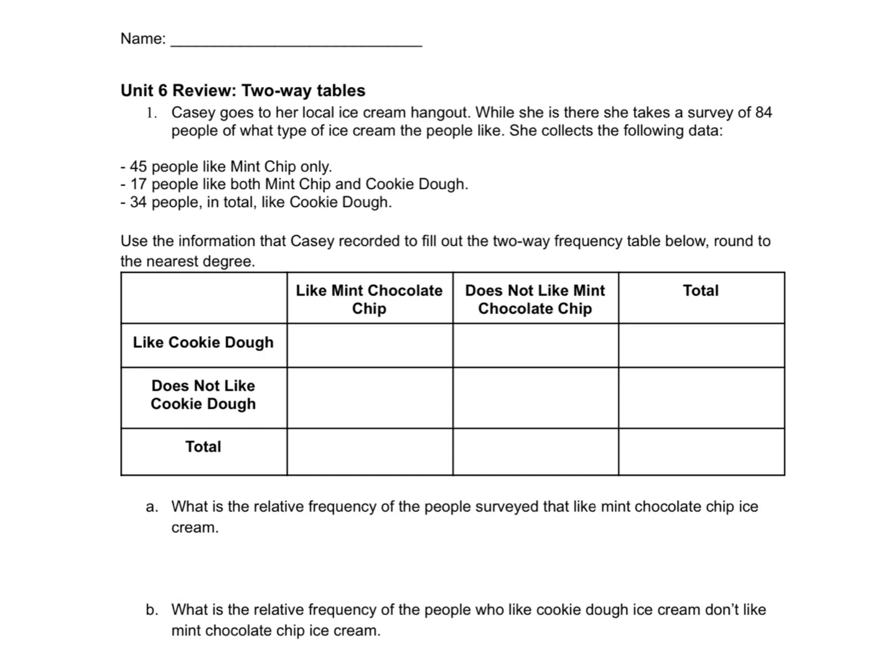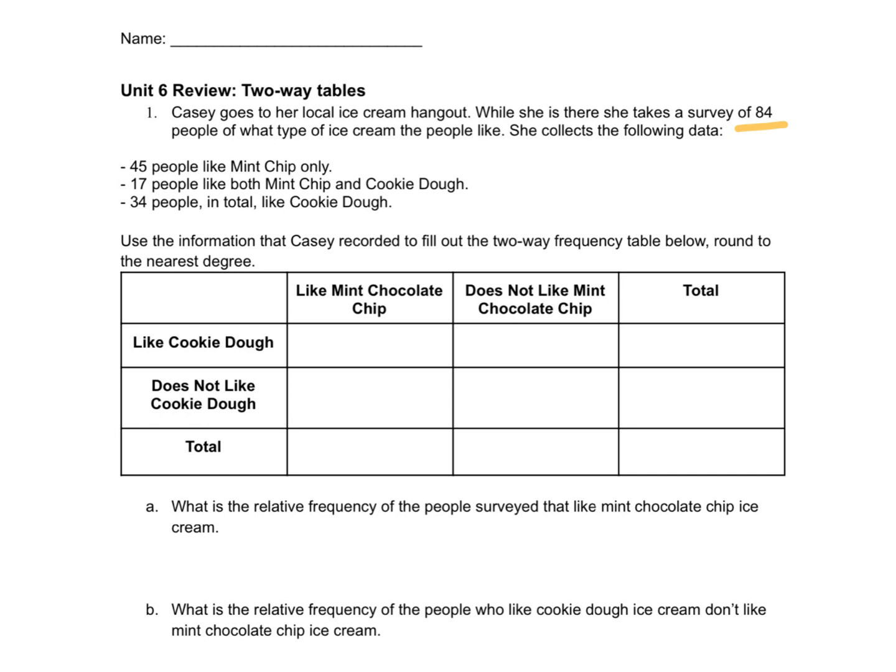Unit 6 review, two-way tables and scatter plots. Number 1, Casey goes to her local ice cream hangout. While she is there, she takes a survey of 84 people of what type of ice cream the people like. She collects the following data.